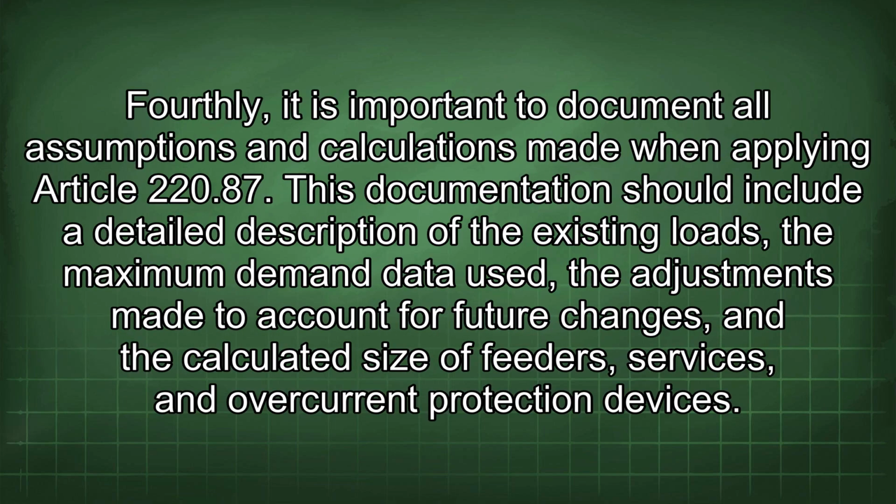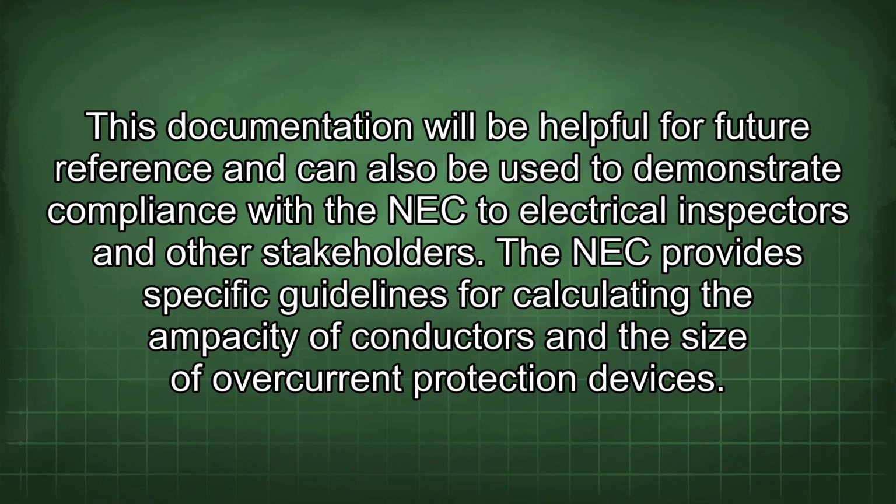Fourthly, it is important to document all assumptions and calculations made when applying Article 220.87. This documentation should include a detailed description of the existing loads, the maximum demand data used, the adjustments made to account for future changes, and the calculated size of feeders, services, and overcurrent protection devices. This documentation will be helpful for future reference and can also be used to demonstrate compliance with the NEC to electrical inspectors and other stakeholders.